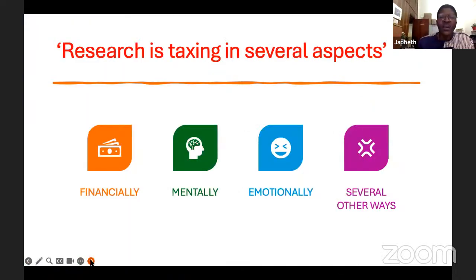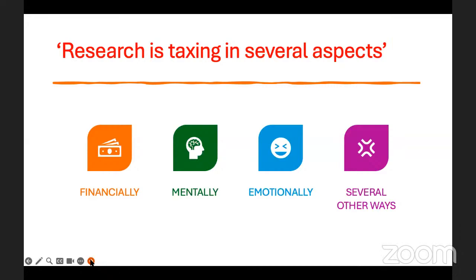The second quote that I would want to touch on is that research is taxing in several aspects. What do I mean by this? Financially, you need resources to do research, and therefore you must have those resources. This means that you would have to compete with several other scientists to get the needed financial resources to do your work. So financially, research can be taxing, but in situations where you have good funding, you would always be able to execute your research.